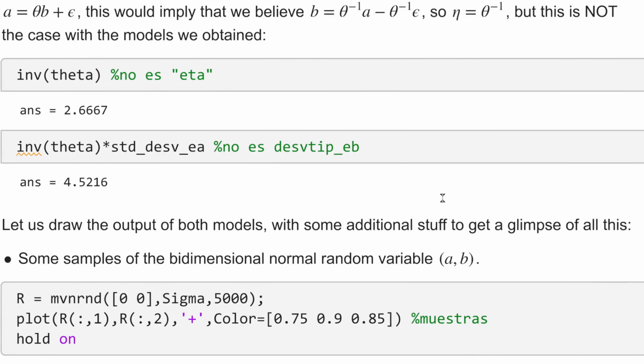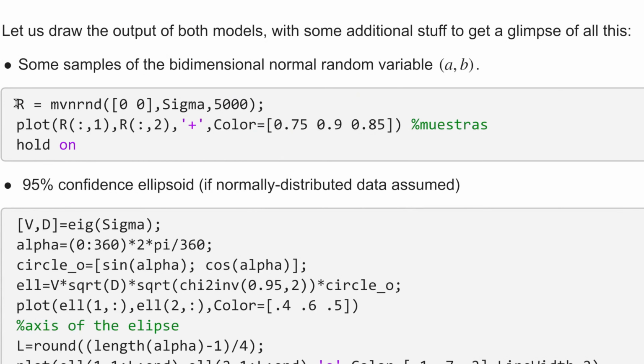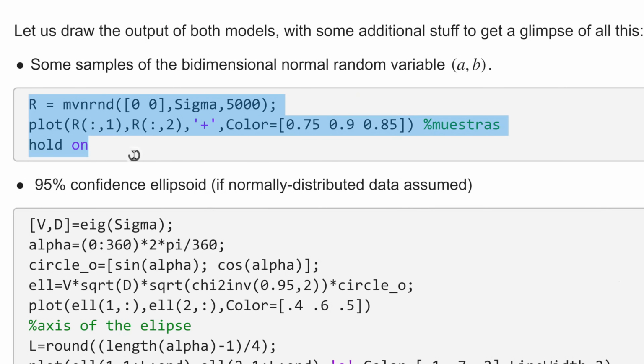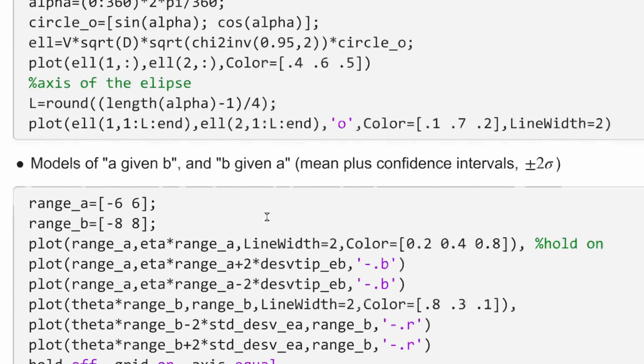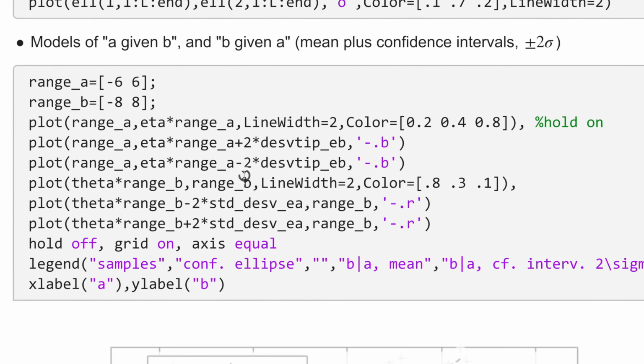Let us draw both models to see the differences. Just to be illustrative, I will draw some samples of the multivariate normal distribution with covariance matrix sigma. With this code, the important thing is that I will draw the 95% confidence ellipsoid using chi-squared formulae, which transform a circle into an ellipsoid. Details are not the objective of this material for brevity, you will just see an ellipsoid there. And the important thing is this fragment of code.